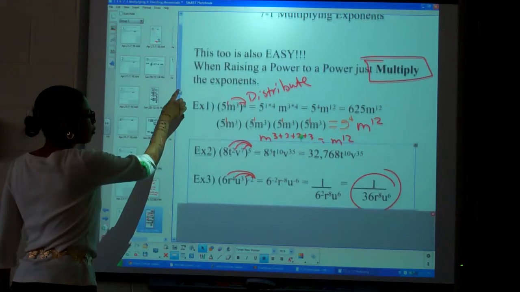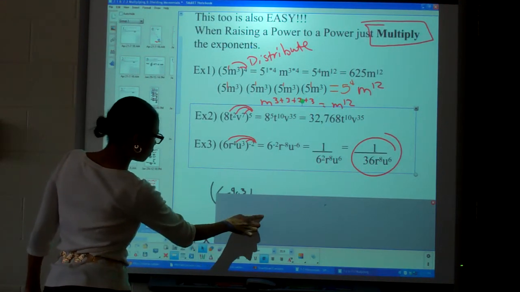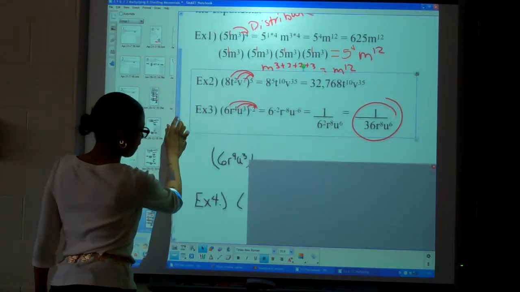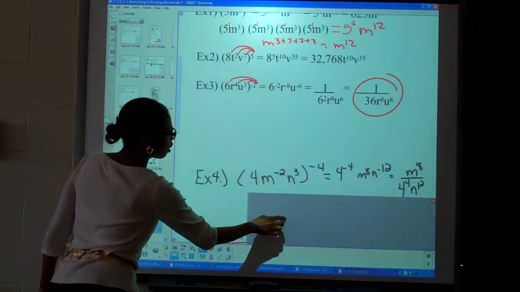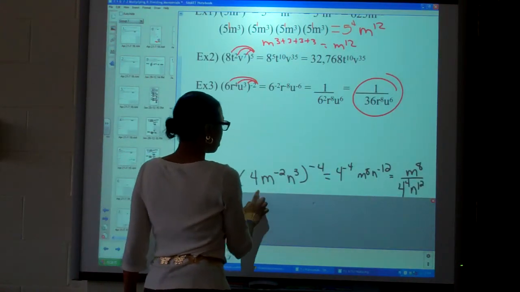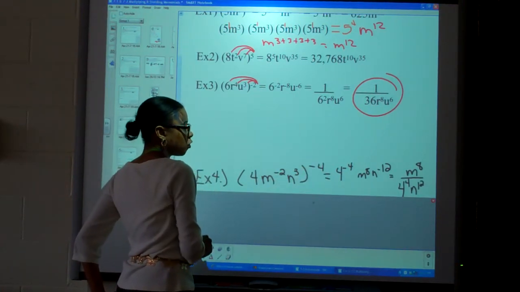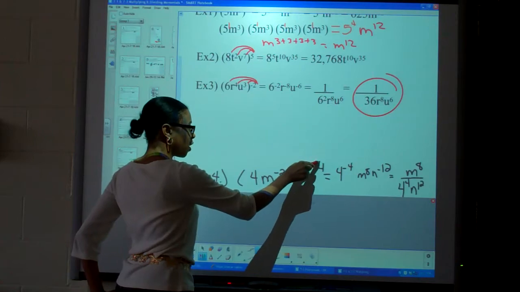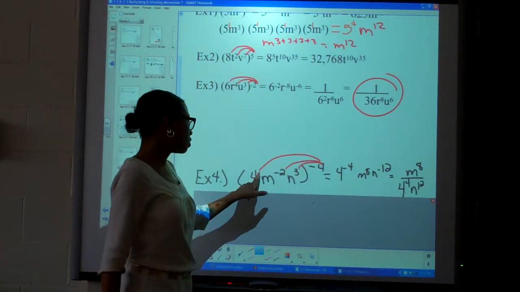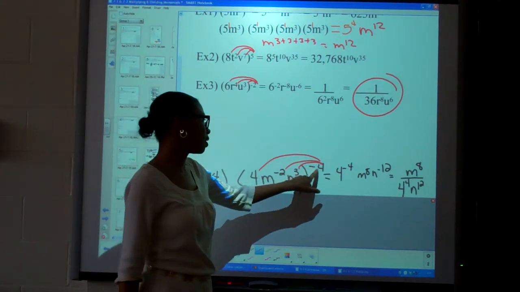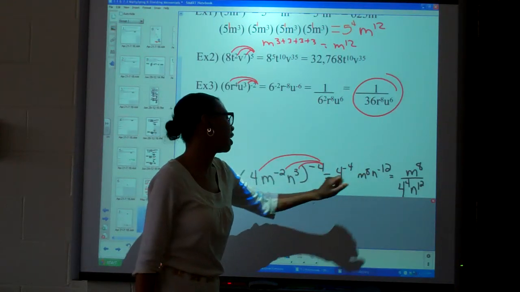Let's look at example number 4. Alright, so we have here 4m to the negative 2nd power n cubed, raised to the negative 4th power. Well, this negative 4 has to be distributed to everything. This 4 is raised to the 1st power. 1 times negative 4 is 4 raised to the negative 4th power. Negative 2 times negative 4 is the 8th power.